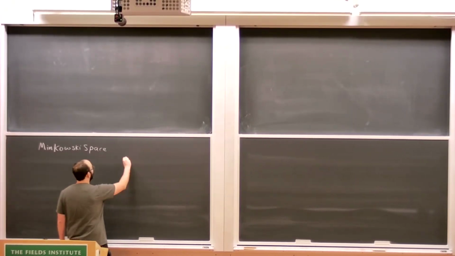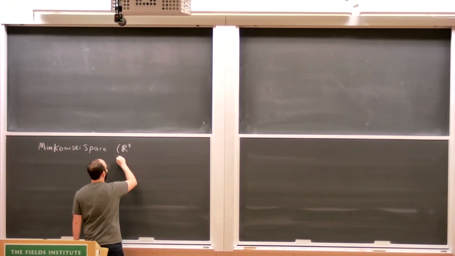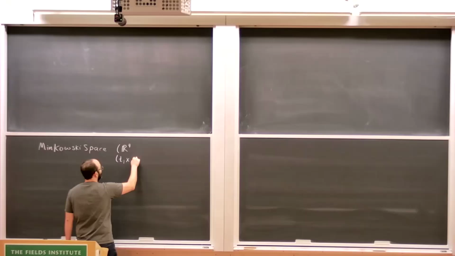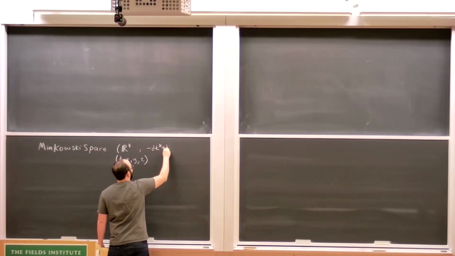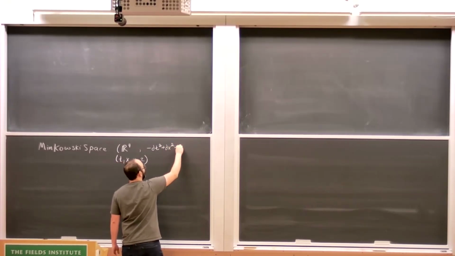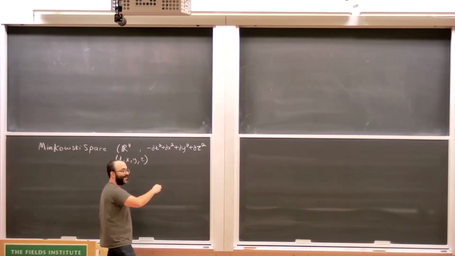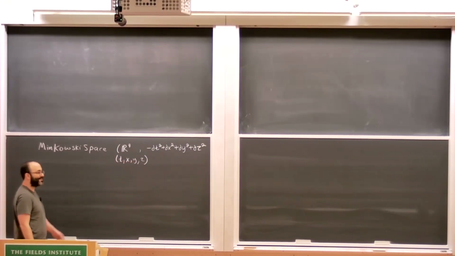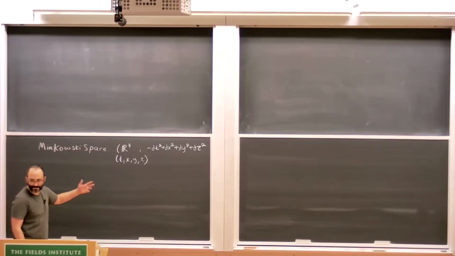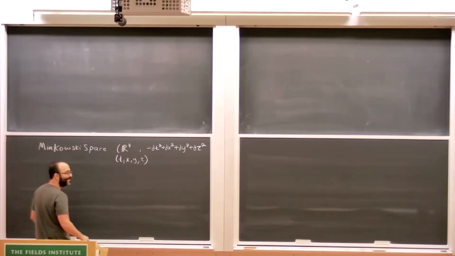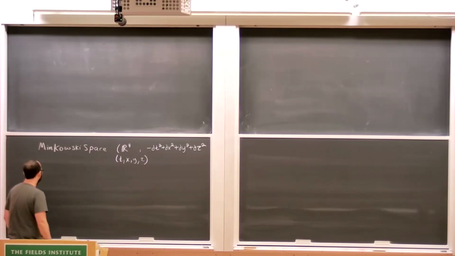All right, so this metric is on R4 with t, x, y, z coordinates, just this familiar metric. Again, I guess the Zoom people can see that. It's hard to tell how big the board is, but let me know if you can't see it. All right, so that's the metric, the analog of Euclidean space.